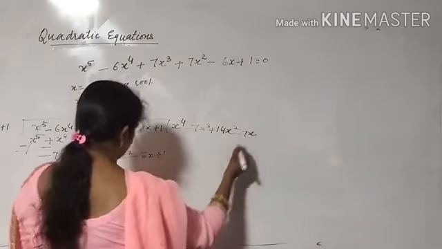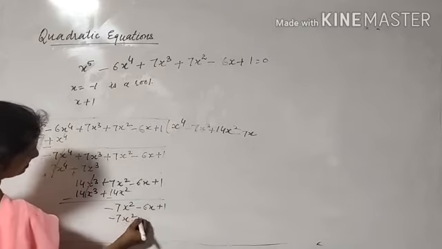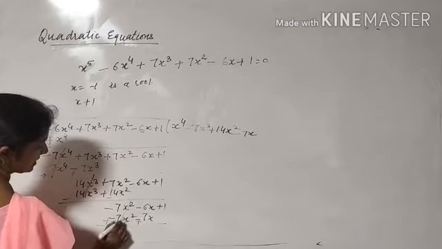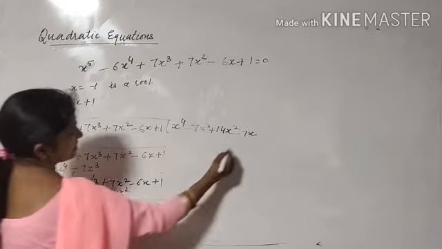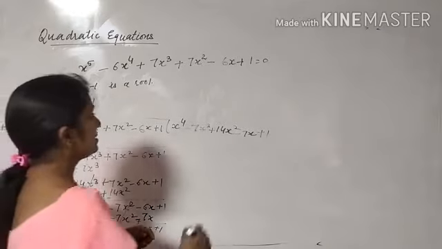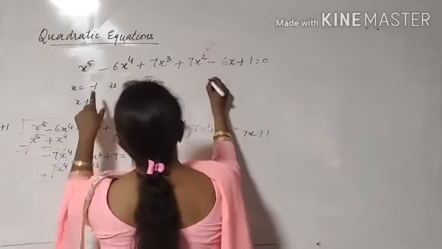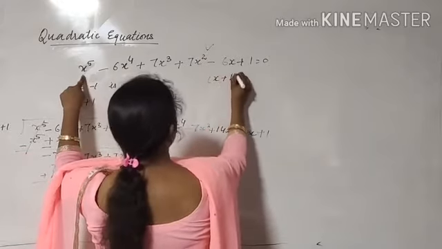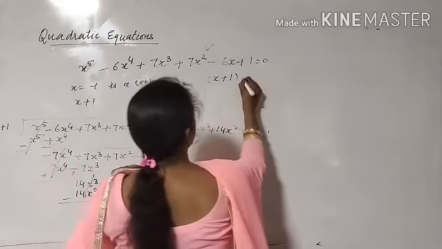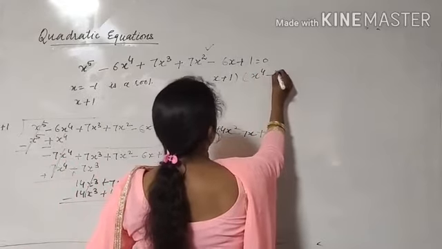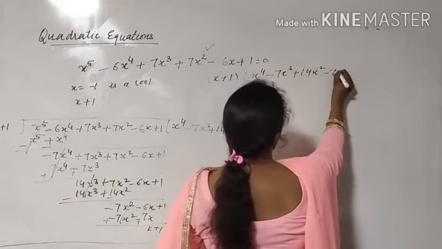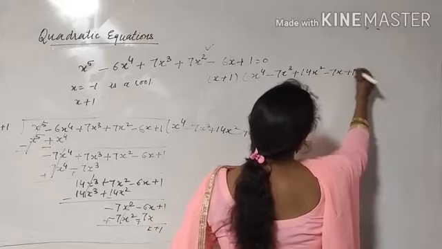Minus 7x, then -7x^2 - 7x, minus plus cancel, x + 1. So plus 1. Then you get x + 1, and one factor is x + 1 as I have divided it by x + 1. Inside we have x^4 - 7x^3 + 14x^2 - 7x + 1 = 0.